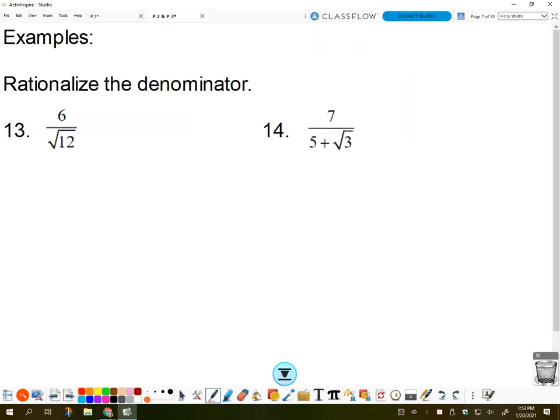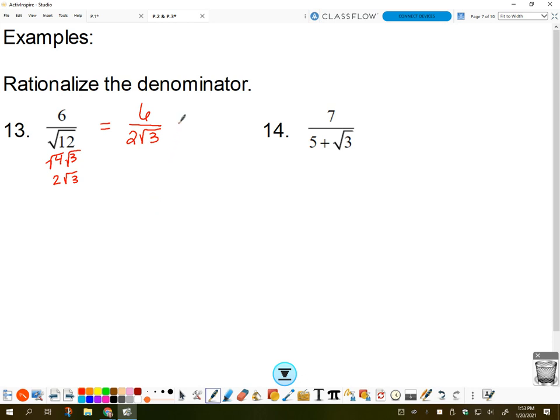So let's look at an example with numbers in it because those are always easier. All right, so number 13, if we're going to rationalize the denominator here, we can multiply the top and the bottom by the radical in the bottom. Now, if you see that you can simplify your radical, sometimes that saves you work down the road. So I think that I'm going to do that here before I do this step. All right, so I know that 12 is 4 times 3, using what we did a while ago. We can call that 2 root 3. So I can say that this is the same thing as 6 over 2 square root 3.